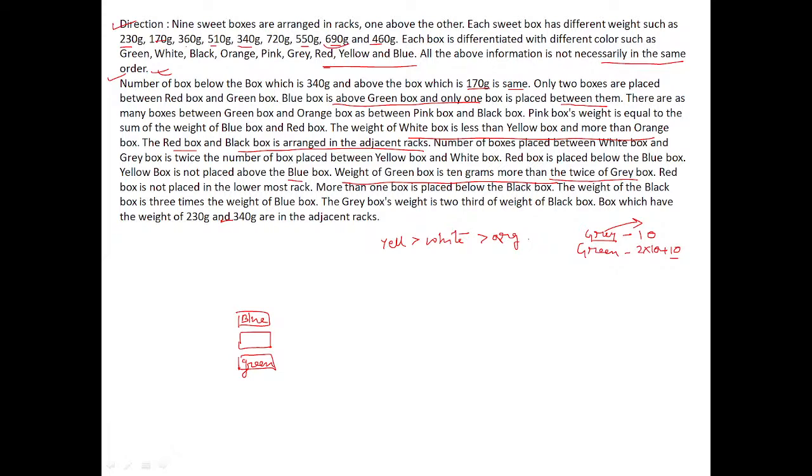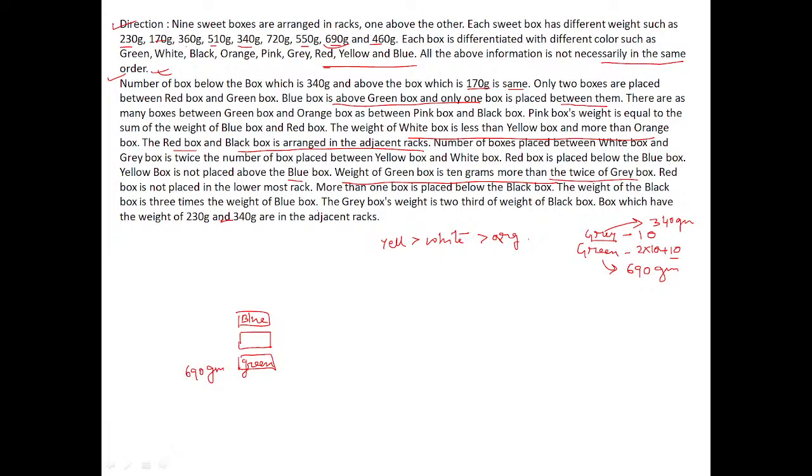So the weight of the grey box here is 340 gram, right? So grey is 340 and green is 340 into 2 plus 10, so 690 gram. So green is 690 gram. Okay, now moving to next.